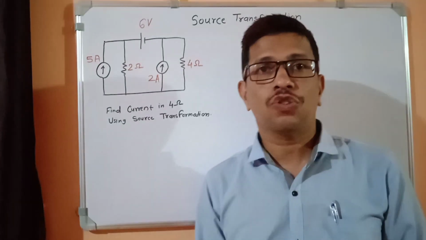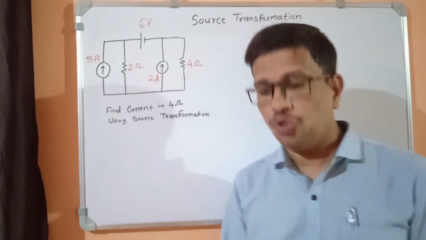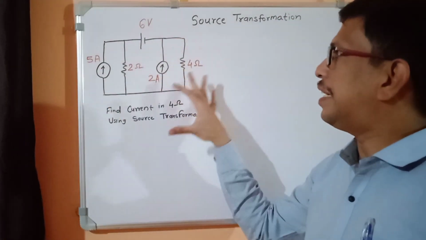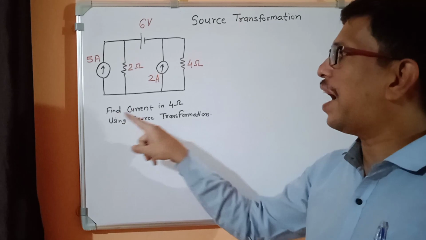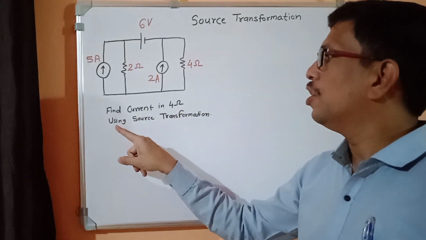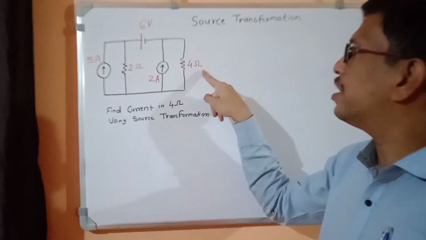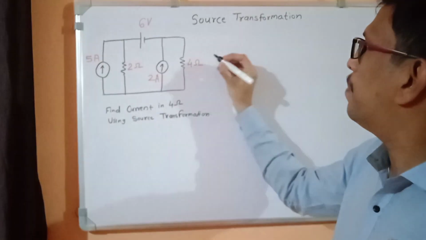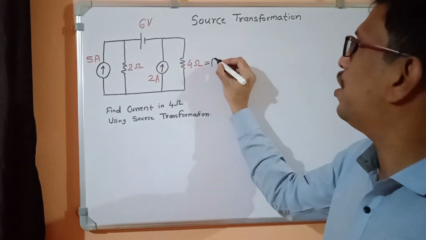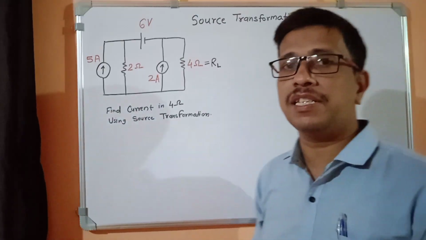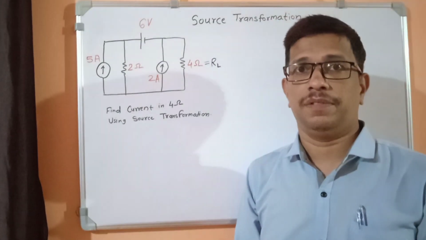Now using source transformation we will solve one numerical here. The given circuit is there and the question is: find the current in the 4 ohm resistor using source transformation. So our 4 ohm is present over here. We will mark it as RL. We will not disturb this resistance while solving the numerical.